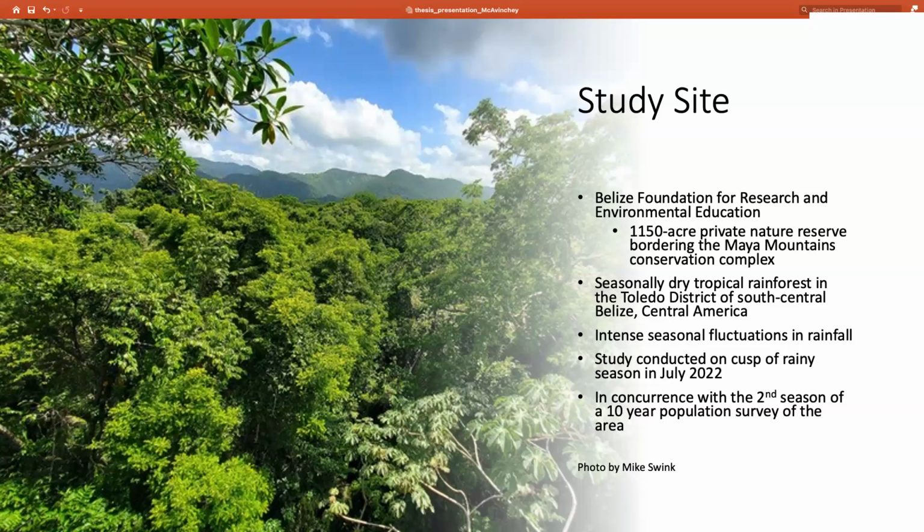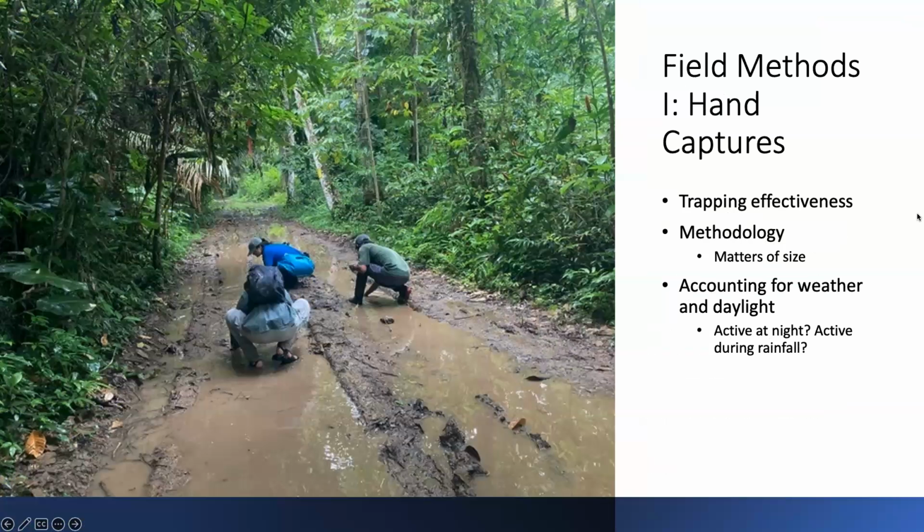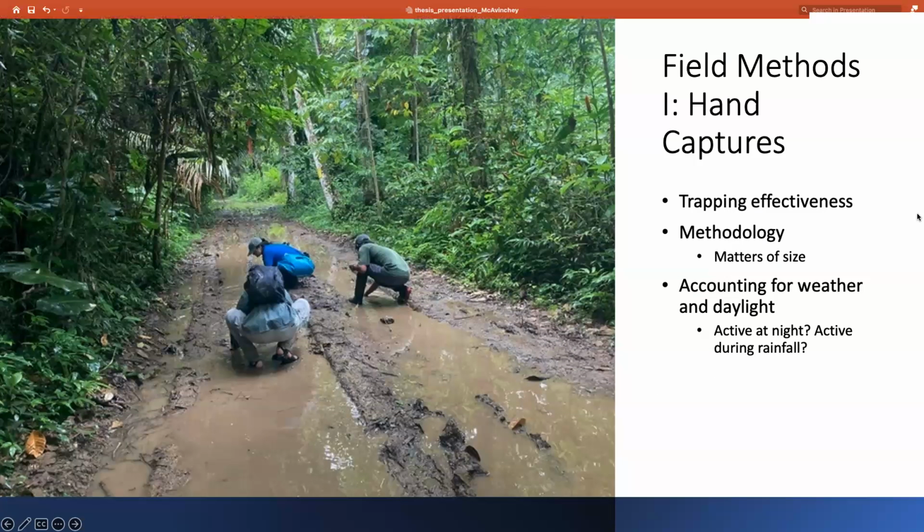And this project, I kind of piggybacked on a project I was already working on, which is a 10-year population survey of this study site, looking at all the species present. So this was kind of going on at the same time. So moving on to field methods for how I got these turtles.